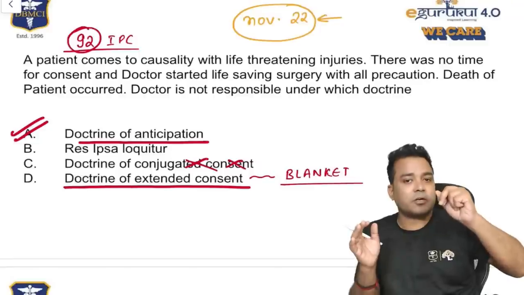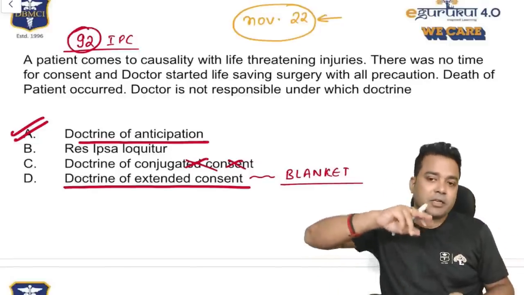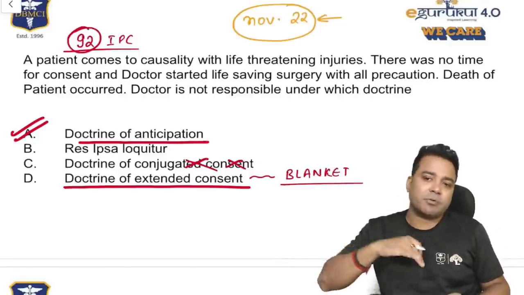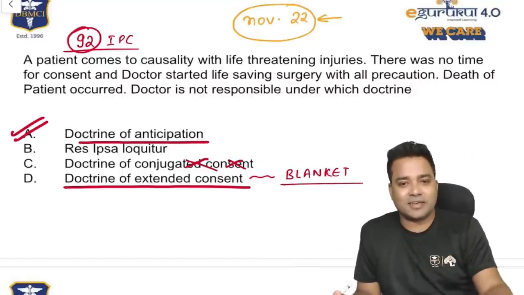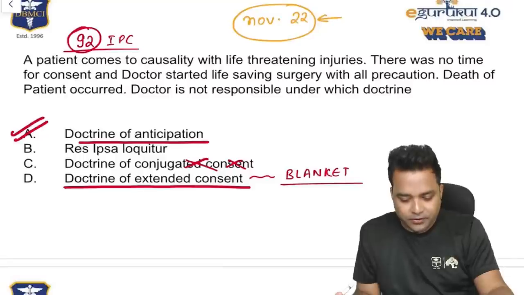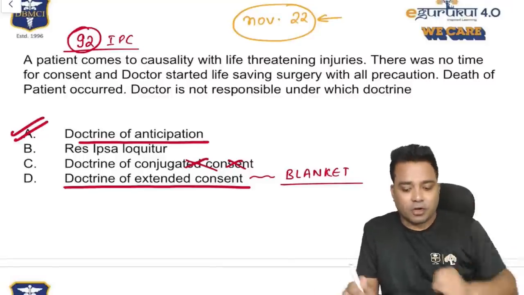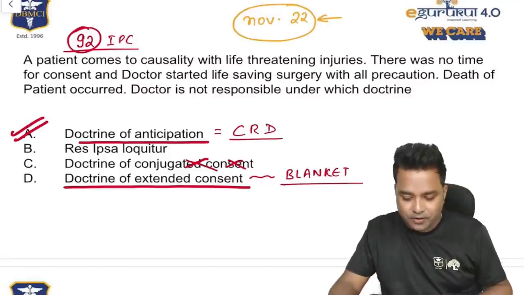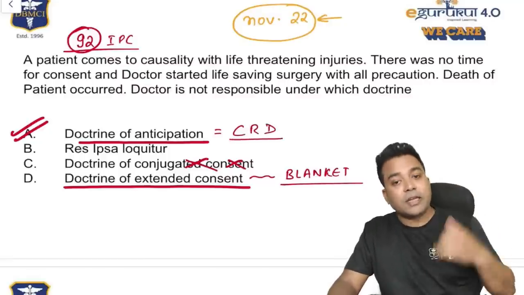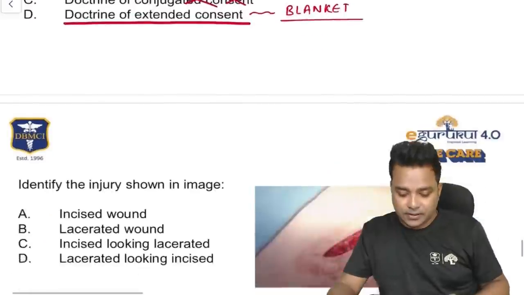So this is not followed in our country. In our country, medicine people will take separate consent, surgery people will take separate consent, the anesthesia department will take separate consent. So this is not followed in our country. So here the single best answer goes with doctrine of anticipation, also called calculated risk doctrine, one of the defenses for we doctors in negligence cases.